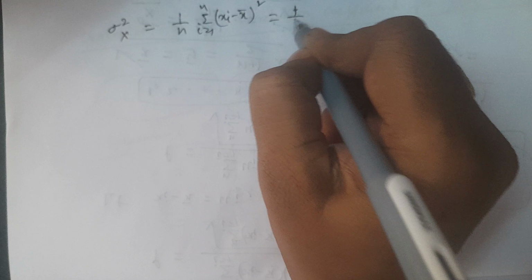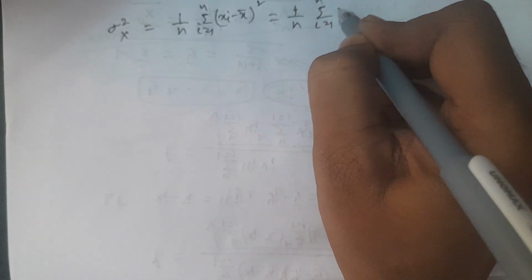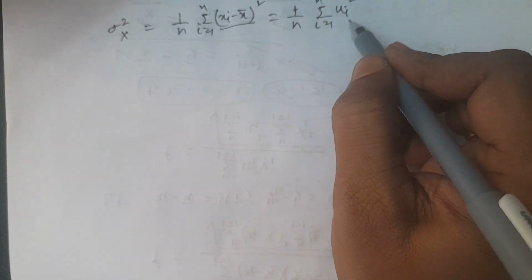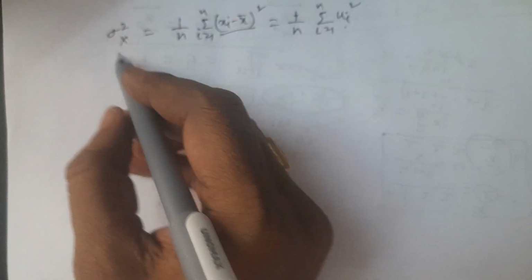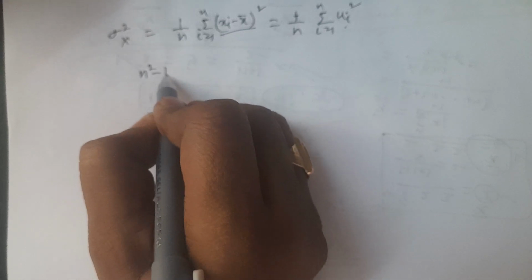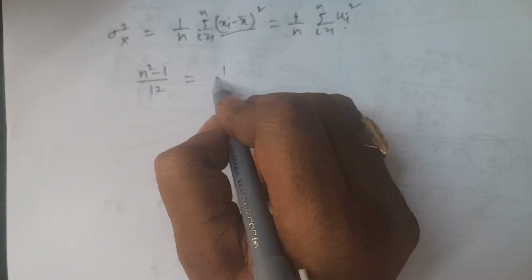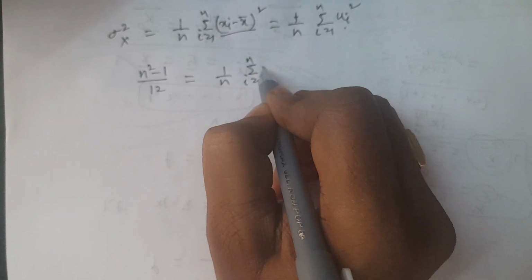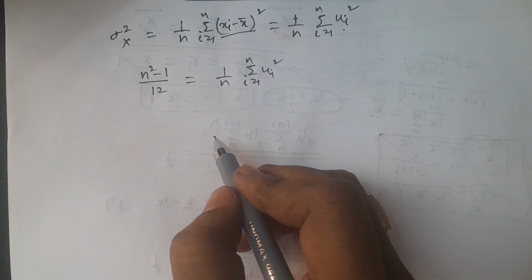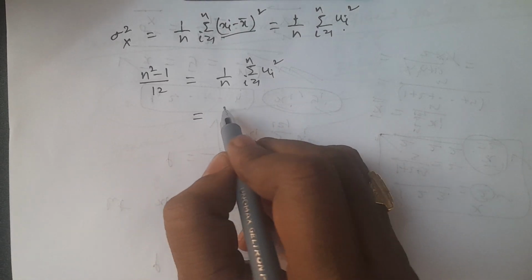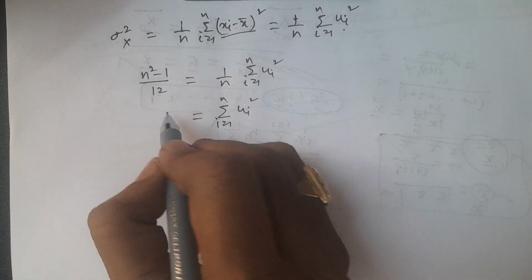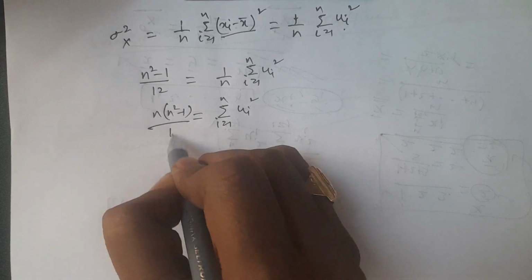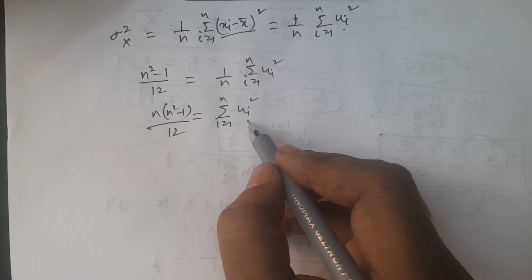Let us consider 1 by n summation i is equal to 1 to n ui square, where xi minus x bar I have considered as ui, hence it is ui square. Now, what is sigma square x? It is n square minus 1 by 12, which is equivalent to 1 by n into summation i is equal to 1 to n ui square. Taking this on the left hand side, summation ui square is equal to n into n square minus 1 divided by 12.